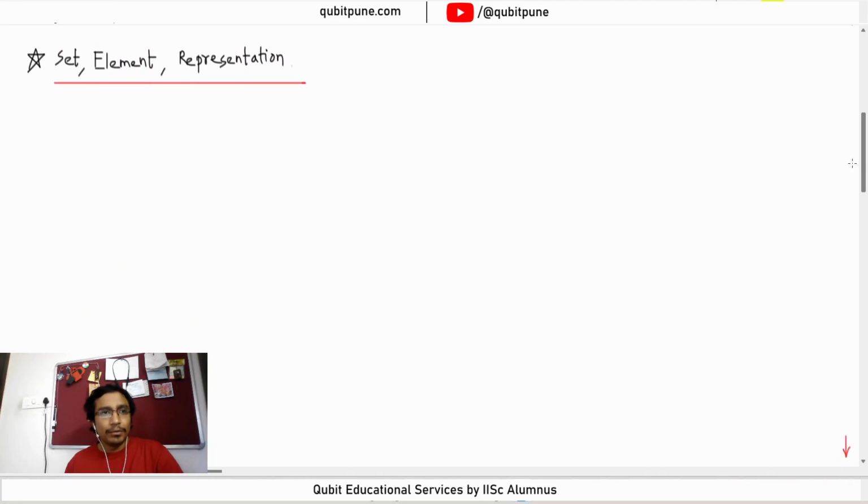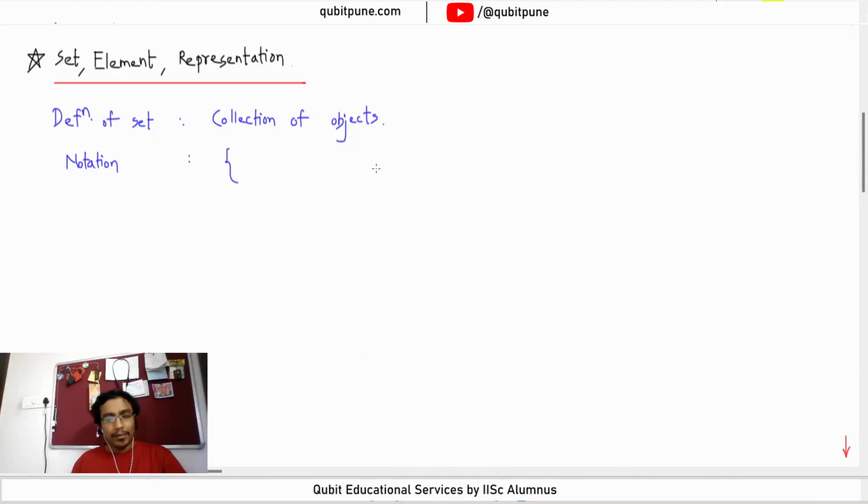So we will first start with the definition of a set. Briefly or quickly, what is the definition of a set? A collection of well-defined objects. That's what we study in school. Okay, we can just say collection of objects. Now the symbol. All these objects, whatever they are, are always written in between two curly brackets. So that's the notation.